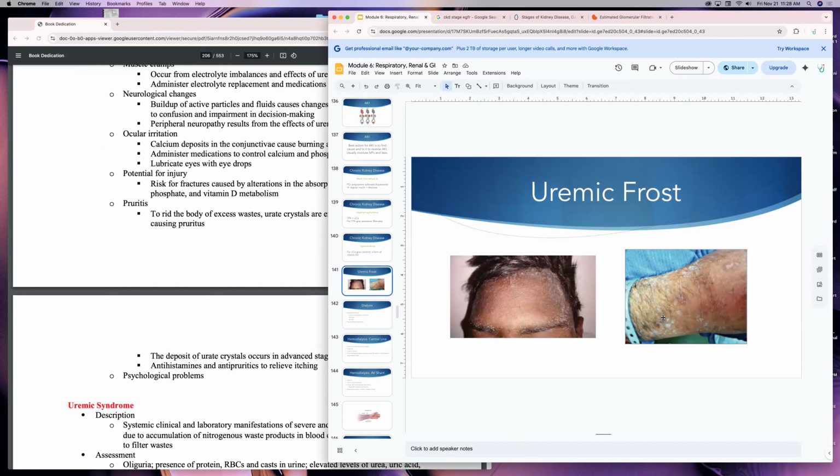So this could be very depressing for the patient to look like this, especially the first picture. That looks like a young gentleman, right? So you can understand how patients with chronic kidney disease often have depression and are at increased risk for suicide because a lot happens to their body.